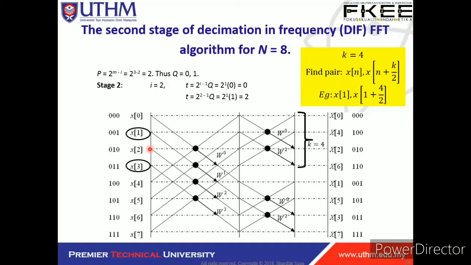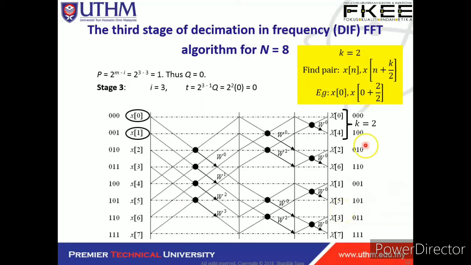Next is this one for the second stage. For the second stage, we have k equals to 2 to the power of 2, which is equal to 4. So we will have, for example, n equals to 1. So 1 plus 4 divided by 2, we will get 3. So x1 will be paired with the x3 point. You can try by yourself for n equals 0, 4, and 5.